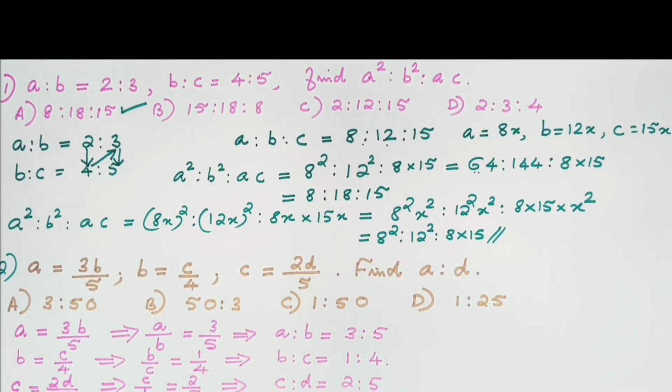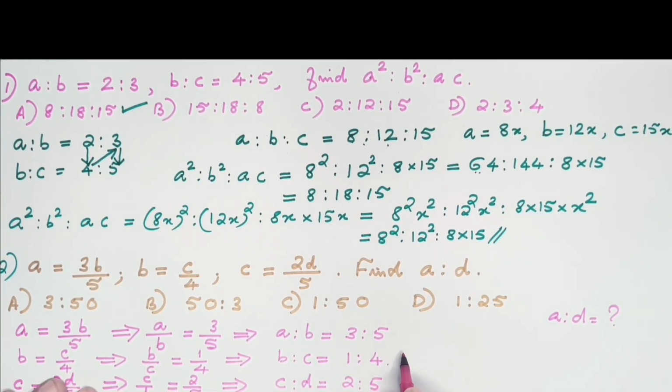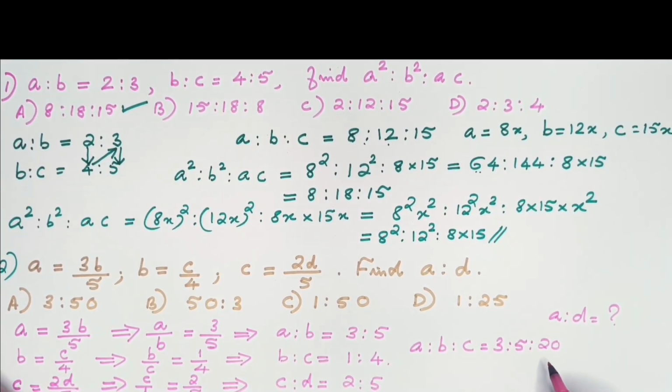We are asked to find out A is to D. All you need to do is combining these three ratios, you find out A is to B is to C is to D. See, I've already shown you how to combine two ratios. Let's find out A is to B is to C using these two ratios. You multiply like this, 3 multiplied by 1, then 1 multiplied by 5, then 5 multiplied by 4, 20. So this is A is to B is to C.